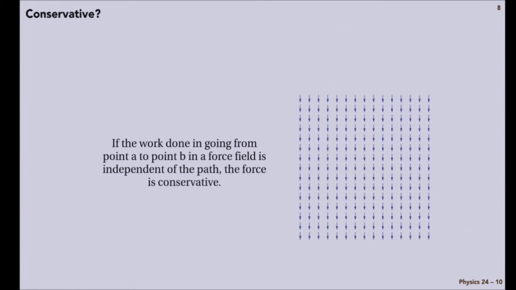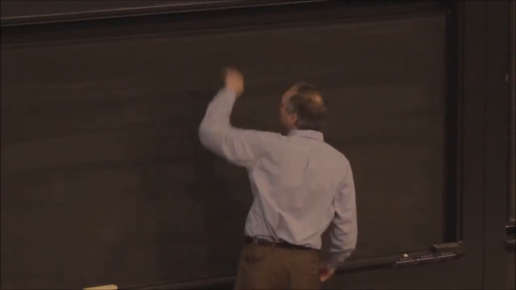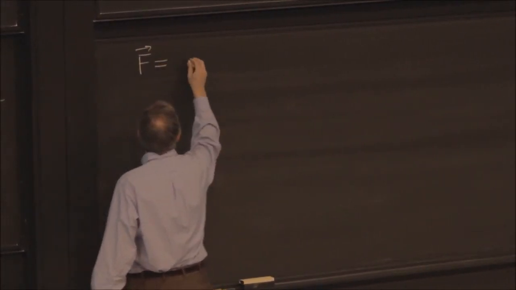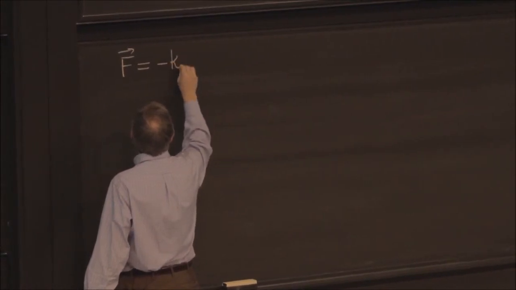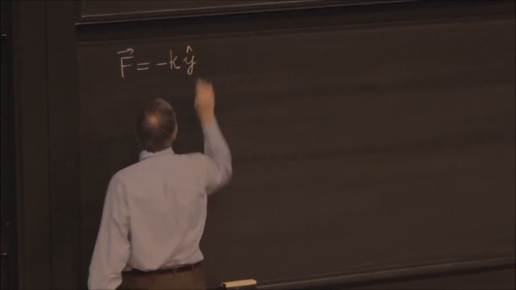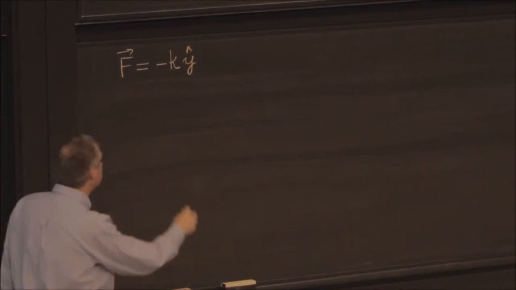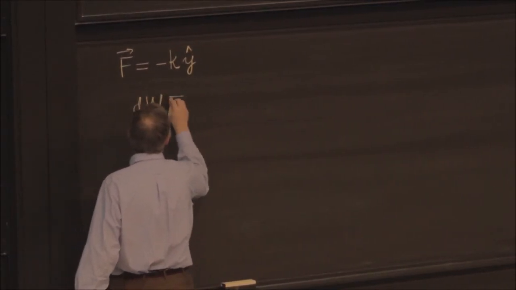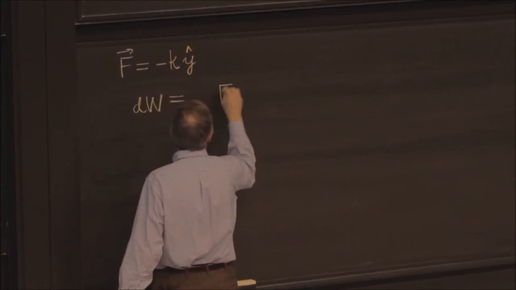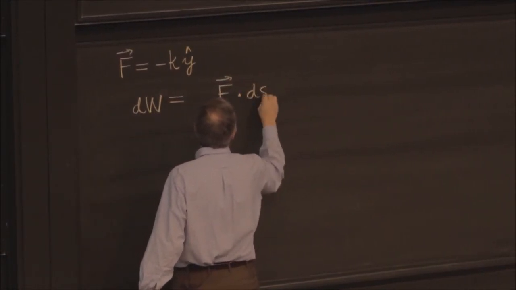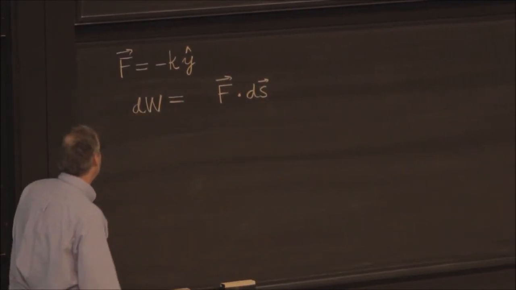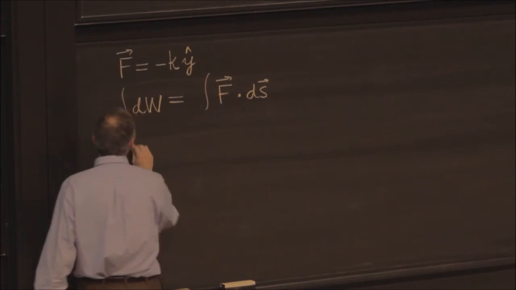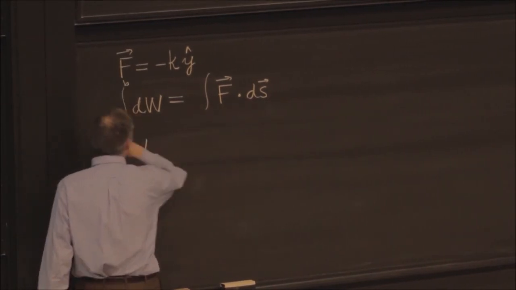So how could I show that more formally? To me, this looks like the force is some crummy constant in the negative y direction. So F is equal to minus K in the y direction. And the little bit of work done will be dW is equal to F dot ds. And then we're going to integrate that. So the work done in going from A to B.